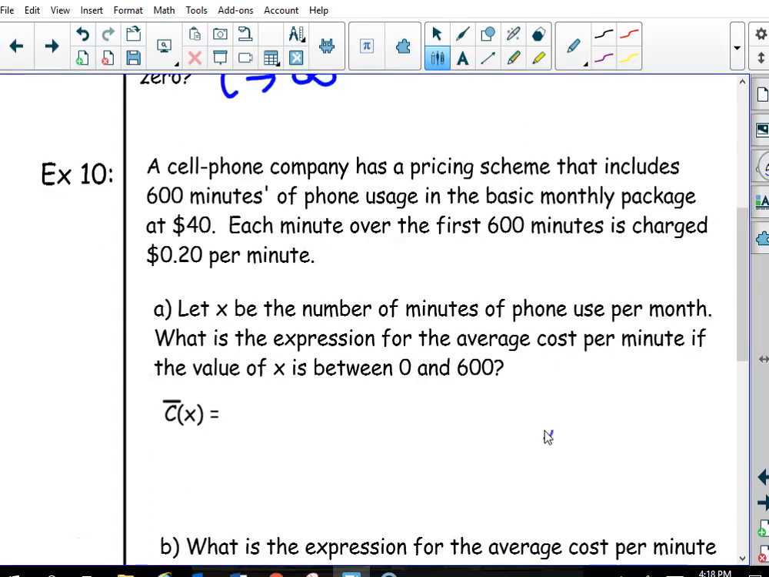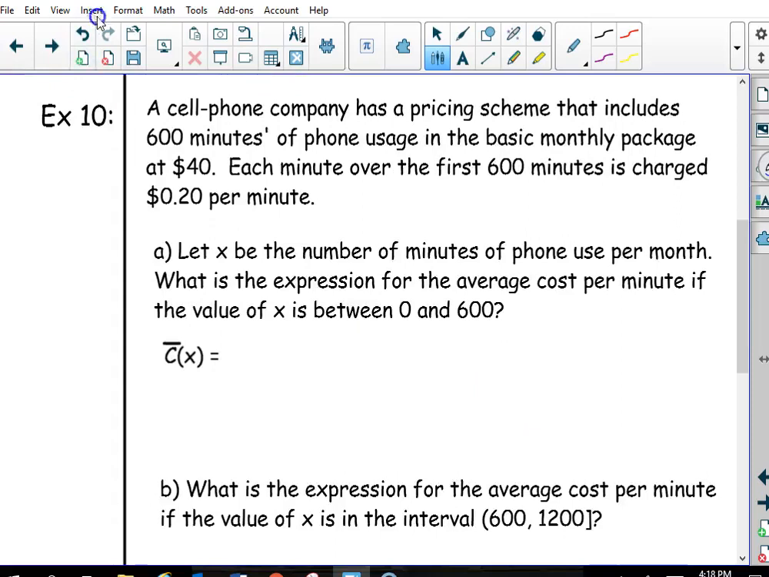Okay, on to example 10, and this one definitely had me scratching my head. A cell phone company has a pricing scheme that includes 600 minutes of phone usage in the basic monthly package at $40. So $40 you get 600 minutes. Each minute over the first 600 minutes is charged 20 cents per minute.